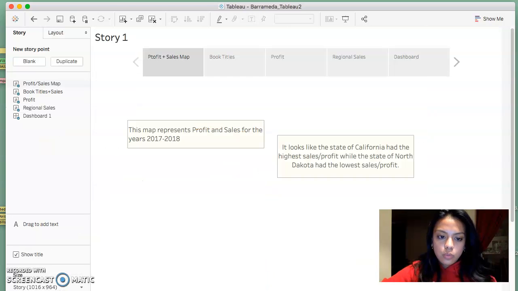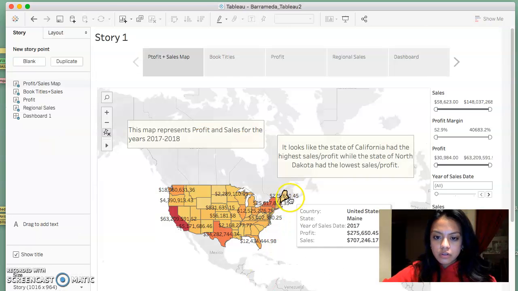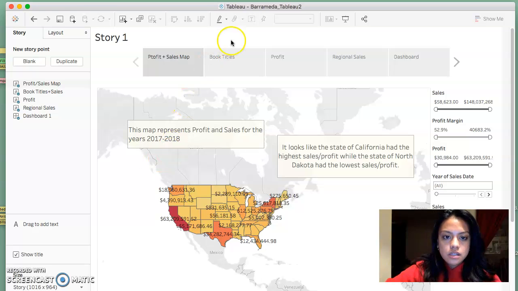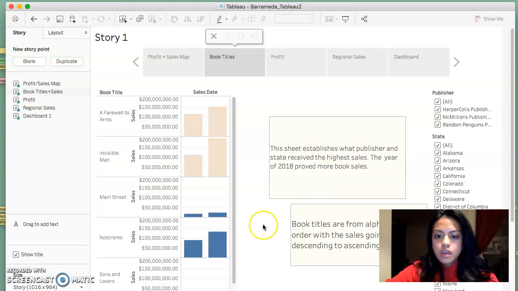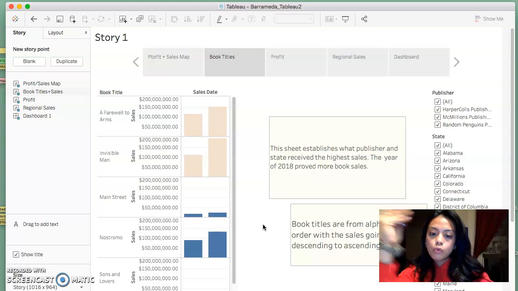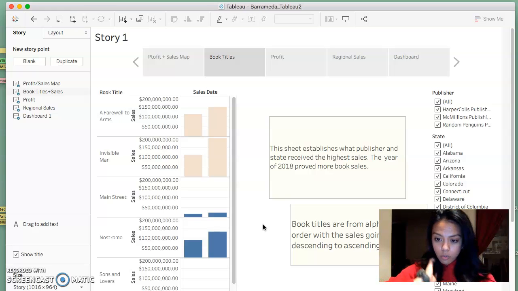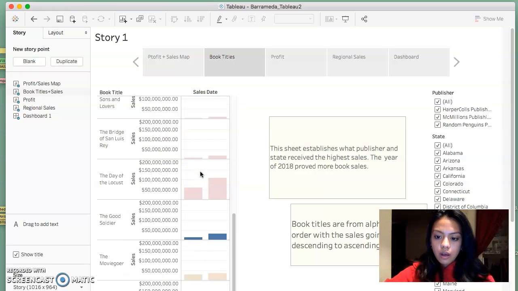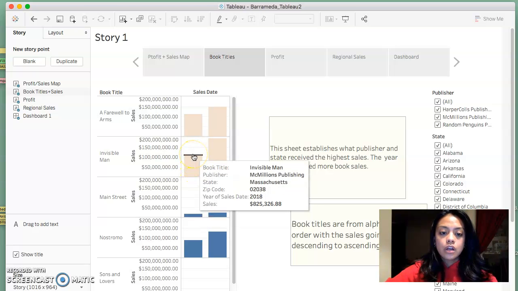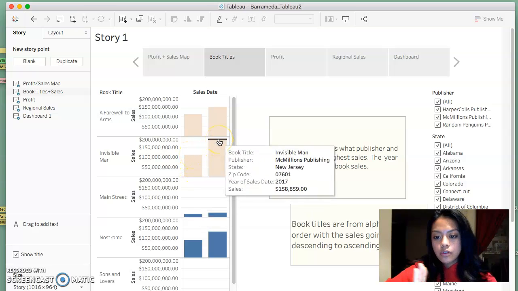And then for my story 1, sorry, this isn't all loading. Okay, for my story 1, this map represents profit and sales for the year 2017, 2018. And your book titles, the sheet establishes what publisher and state received the highest sales. The year of 2018 proved more book sales, and I did it in alphabetical order with sales going from descending to ascending order. So that can also help anyone you're showing when using Tableau. Like, you could say, in 2017, Invisible Man had lower sales, but in 2018, it skyrocketed.